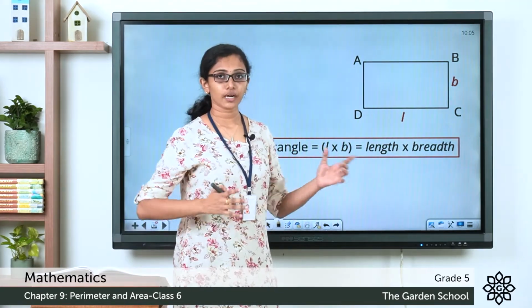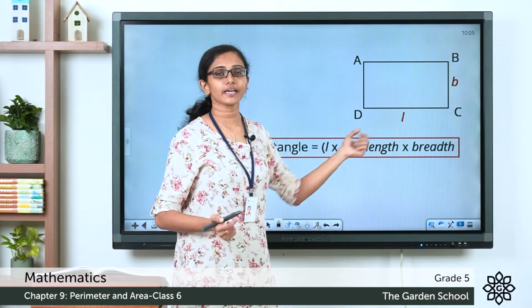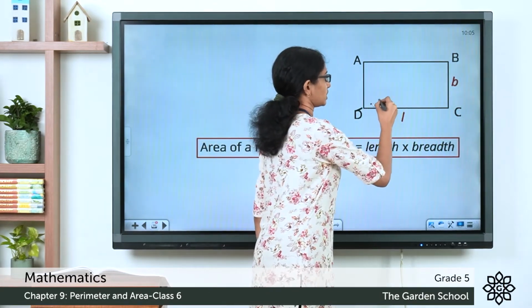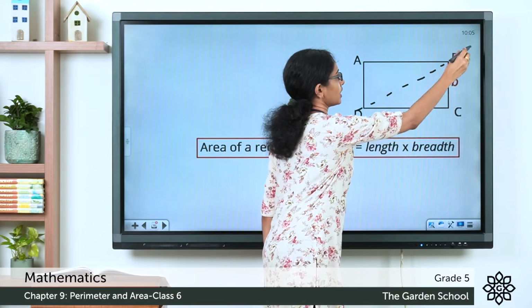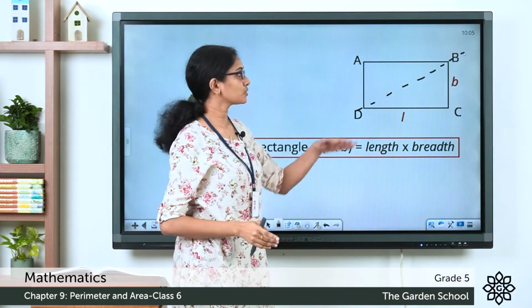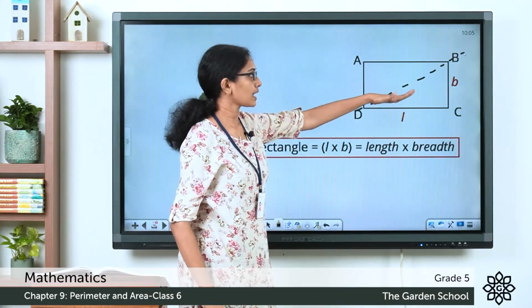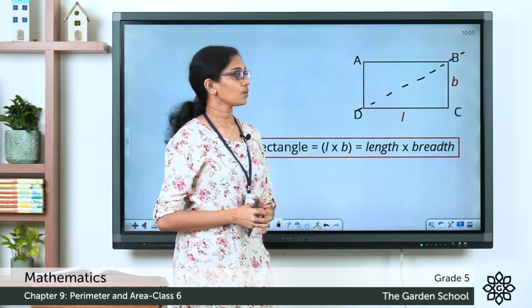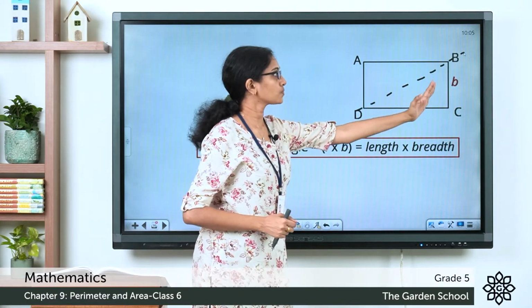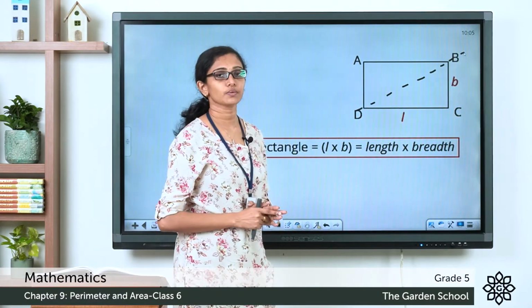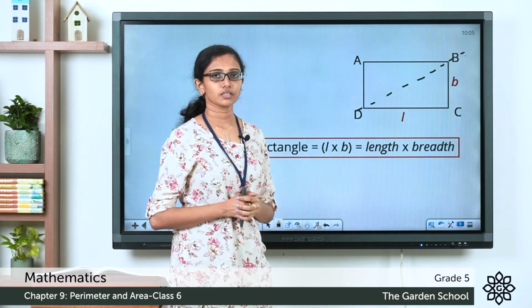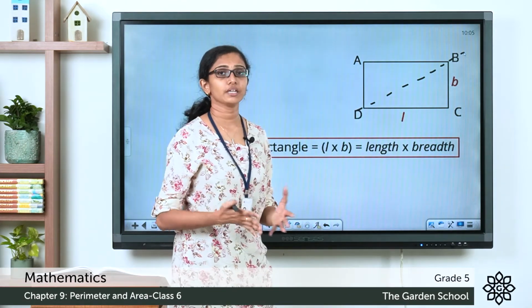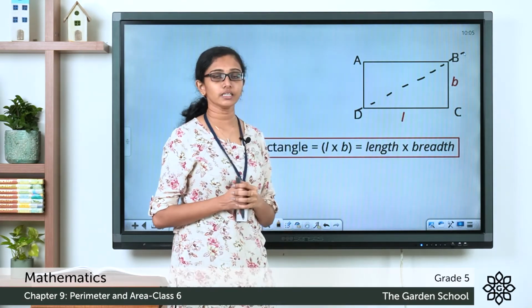Now, I'm going to cut this rectangle along one of its diagonals. So, I'm going to cut it this way. And do you see two triangles now? Here one and here one. So, we know the area of this whole rectangle is equal to its length into breadth. So, can you say what would be the area of each of these triangles?